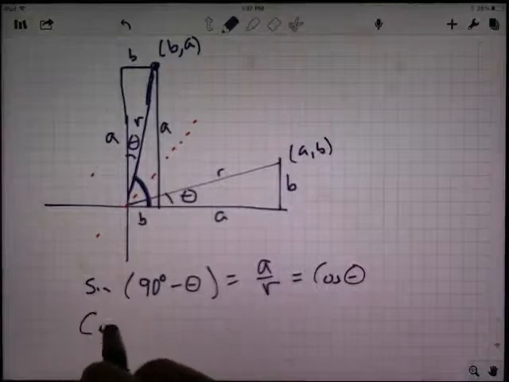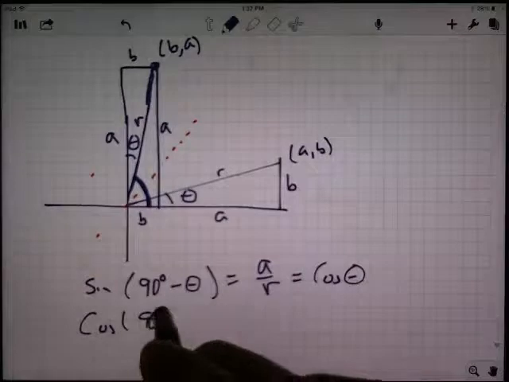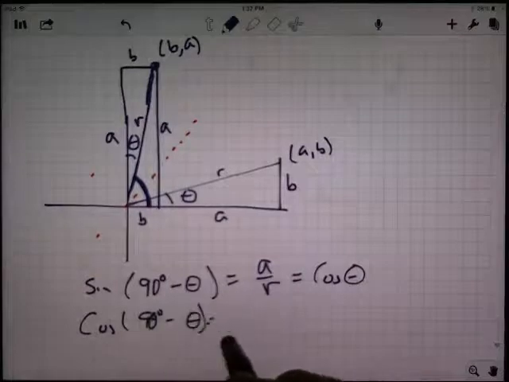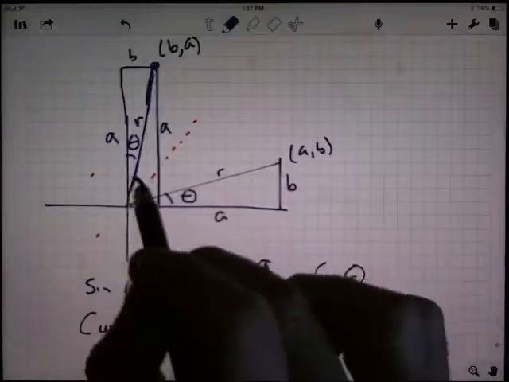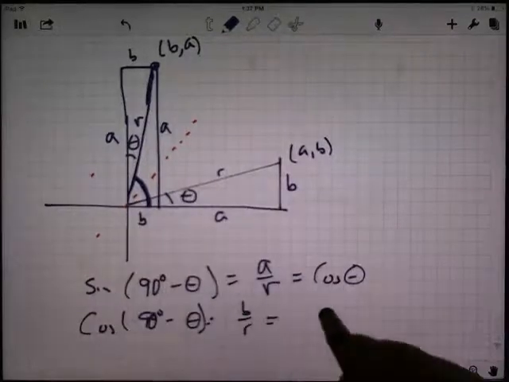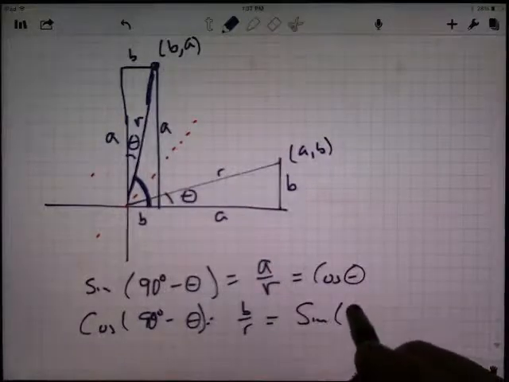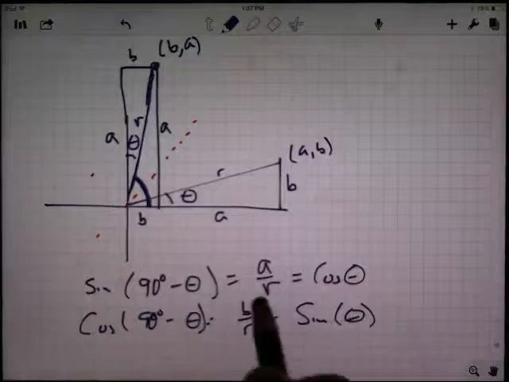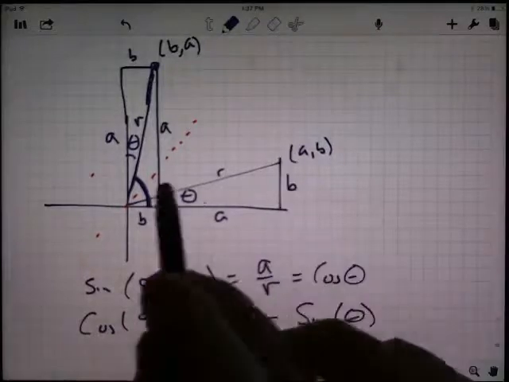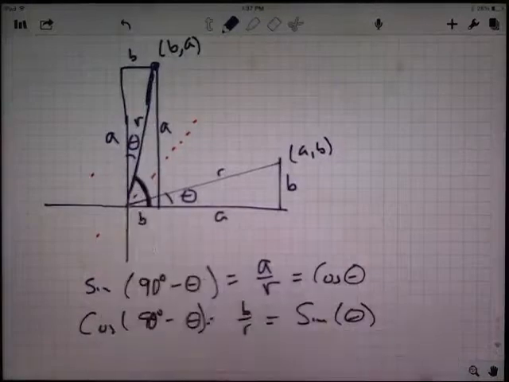Likewise, the cosine of 90 degrees minus theta is this angle here. The cosine is b over r. That's the sine of the angle down here. B over r is the sine of theta. So b over r is the cosine of 90 minus theta.